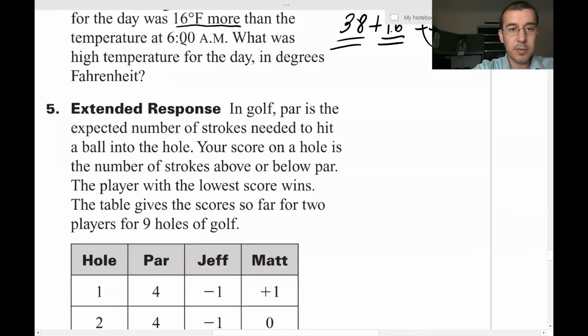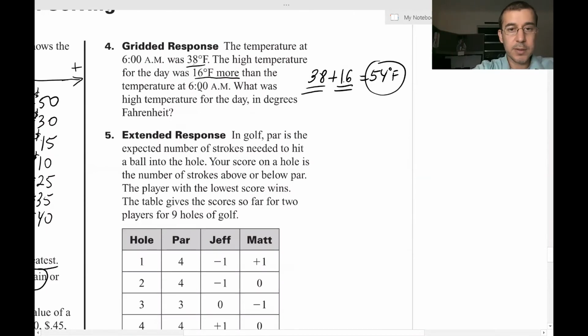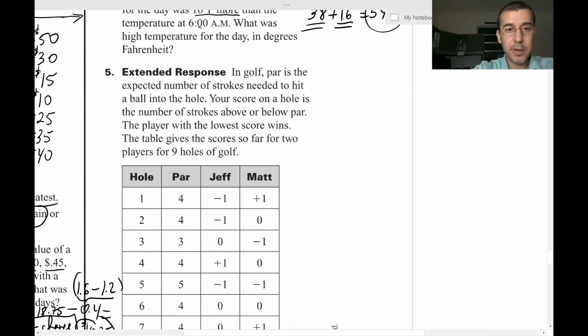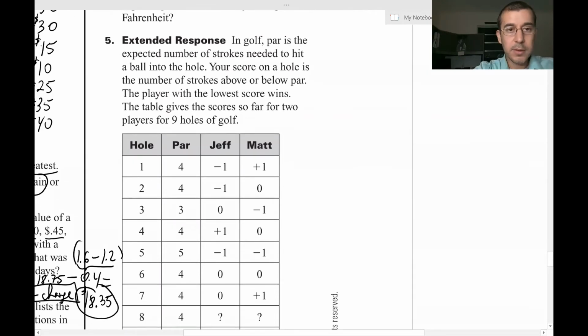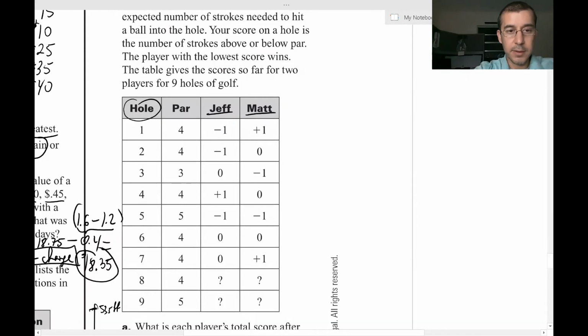In golf, par is the expected number of strokes needed to hit a ball into the hole. Your score on a hole is the number of strokes above or below par. The player with the lowest score wins. The table gives the scores so far for 2 players, Jeff and Matt, for 9 holes of golf. Okay, let's see, yep, we have 9 holes. We have the par values given. So par, 4 hits to put the golf ball into the hole.